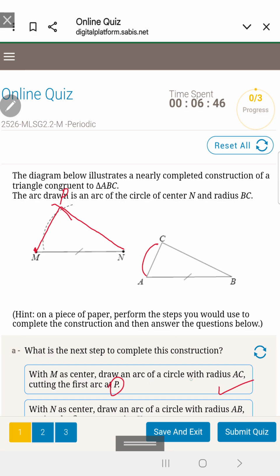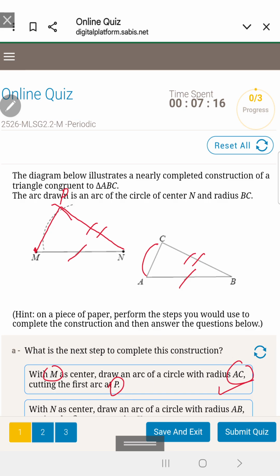Draw an arc of circle with radius AC. Why the radius AC? Because we already said AB is equal to MN, already drawn, and then they open the arc with the BC radius, which means this is equal to this. The last third which is left for us to draw is AC. So that's why we choose center M and radius AC.